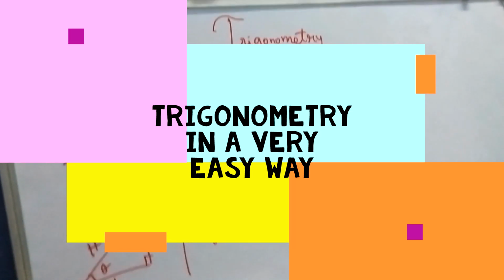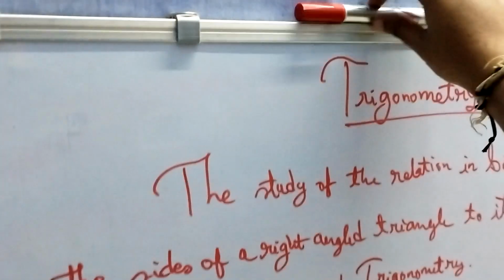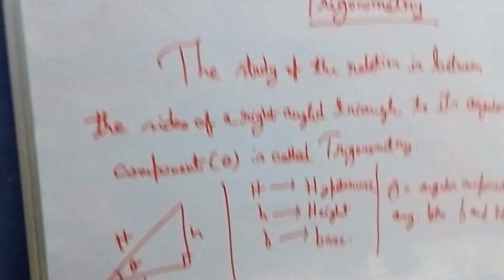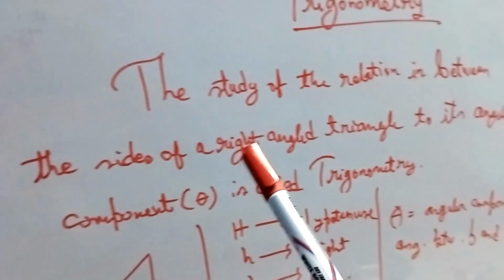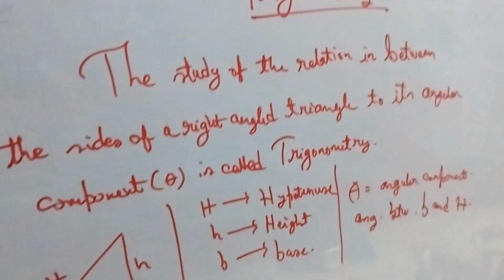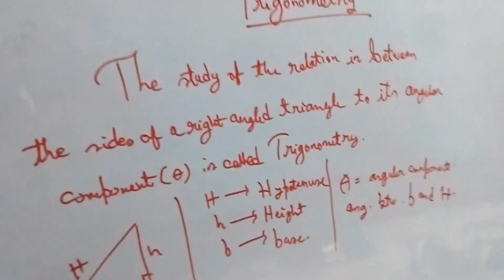Today I am going to describe trigonometry. So let's get started. What is trigonometry at the first point? The study of the relation between the sides of a right angle triangle and its angular component theta is called trigonometry, right?